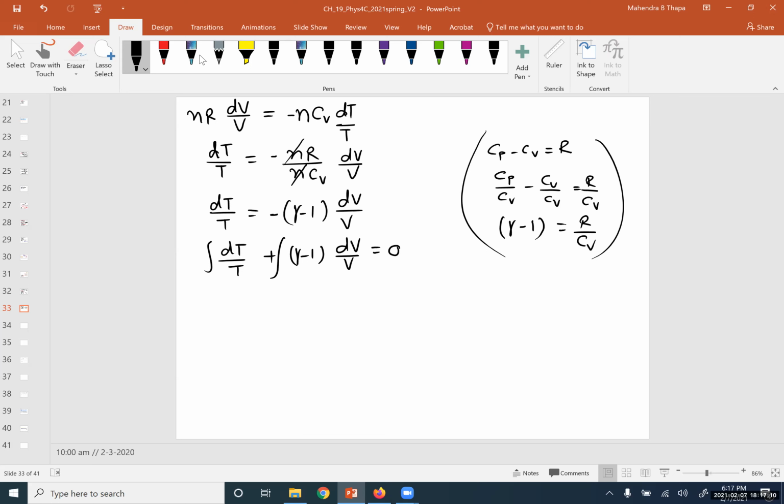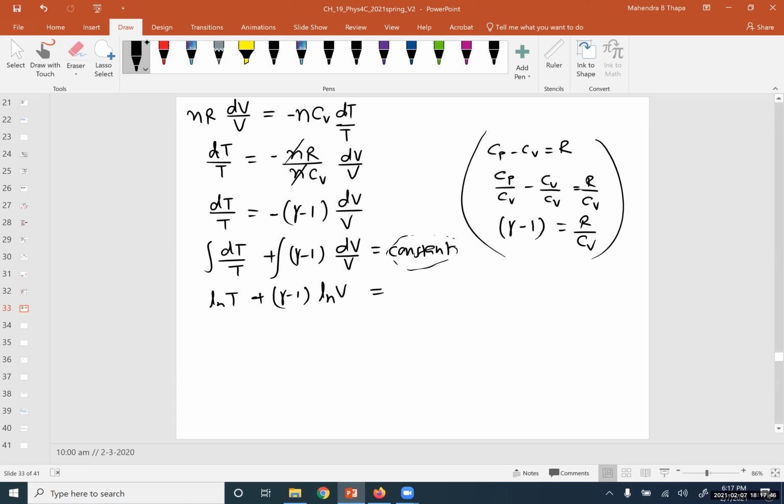So you know that this is log T, plus gamma is constant, so gamma minus 1 will also be constant. So this gives you log V. The integration of any constant on this side will be a constant, so we can replace this constant by any suitable quantity. So we can write log k. This k is again some constant. We don't know its numerical value.